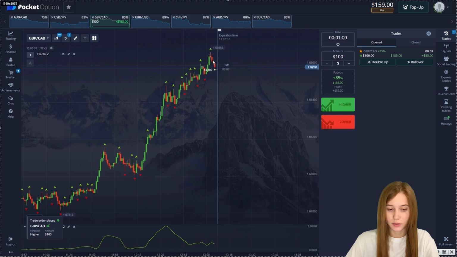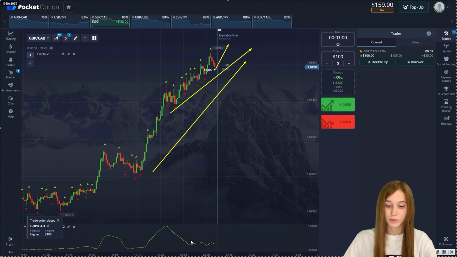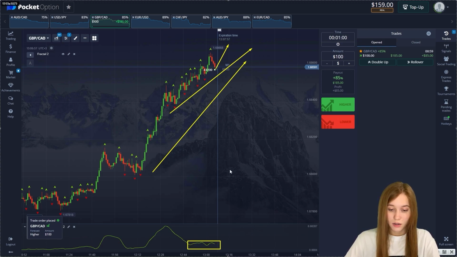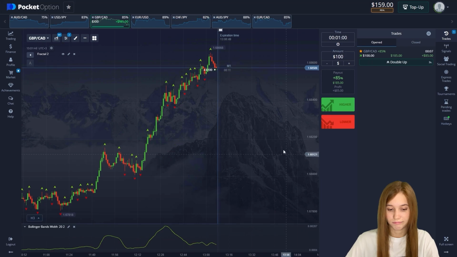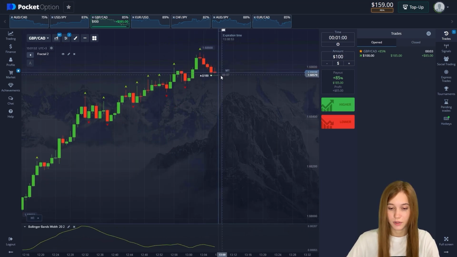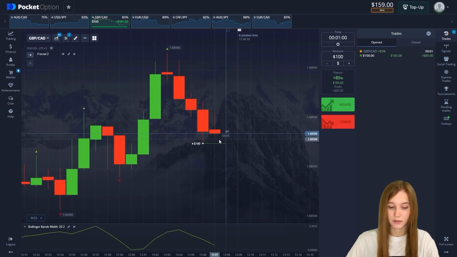I think the deal will be plus. 4 candles. Here you go. We see a fractal was formed. Our intensity is low. Let's see. 4 seconds left until the end.